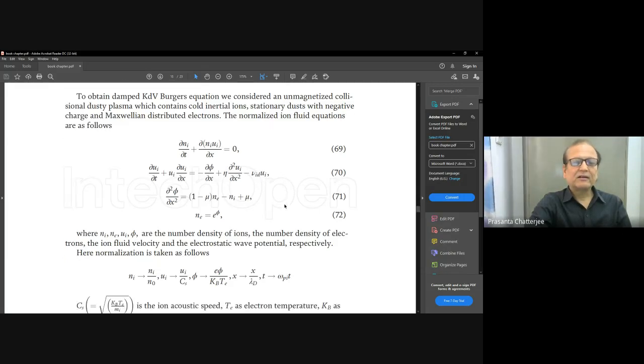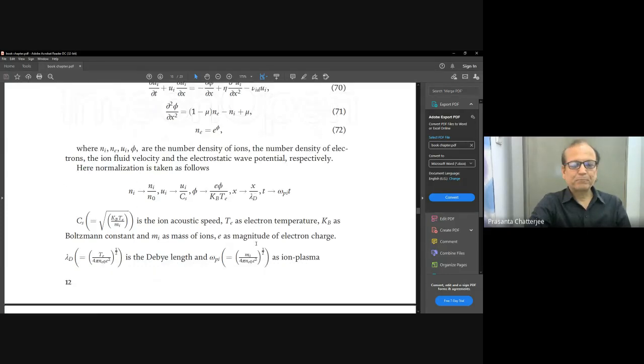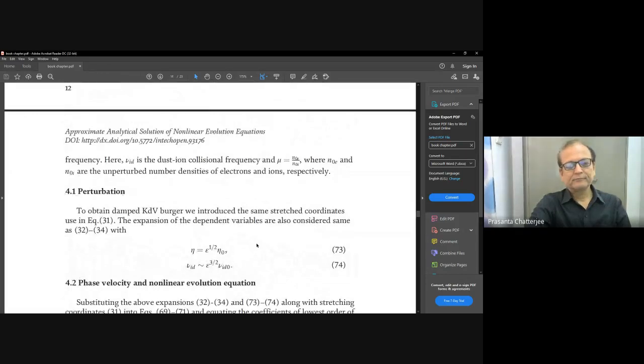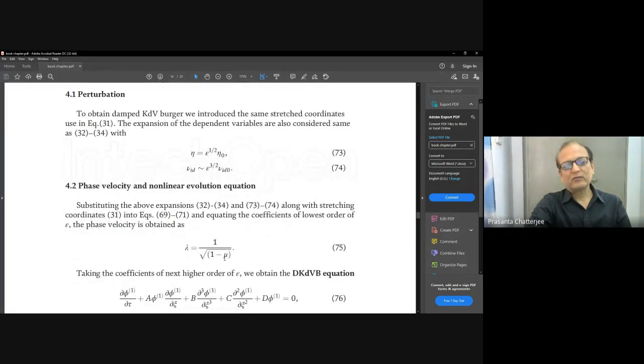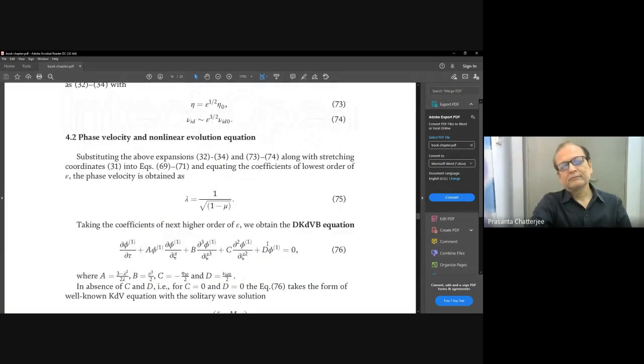The normalization is done similar to that of the previous case. Perturbation is accordingly, except here we consider η as ε^(1/2) η0 and ν_i at the order of ε^(3/2). Doing the same way as we have done earlier, we got the value of λ equal to 1 by root over 1 minus μ. And ultimately, the nonlinear evolution equation comes as ∂φ1/∂τ + a φ1 ∂φ1/∂ξ + b ∂³φ1/∂ξ³ + c ∂²φ1/∂ξ² + d φ1 equal to 0.